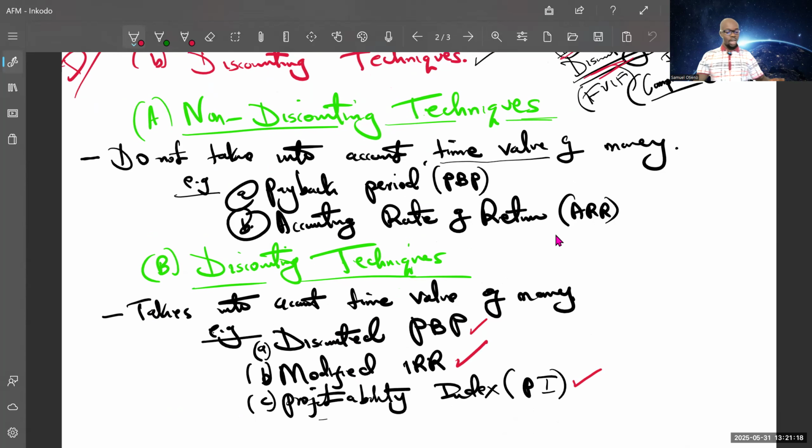Good. So let's look at the discounting techniques, and I believe you understand why we left non-discounting techniques for now, and we only concentrate on the discounting techniques.